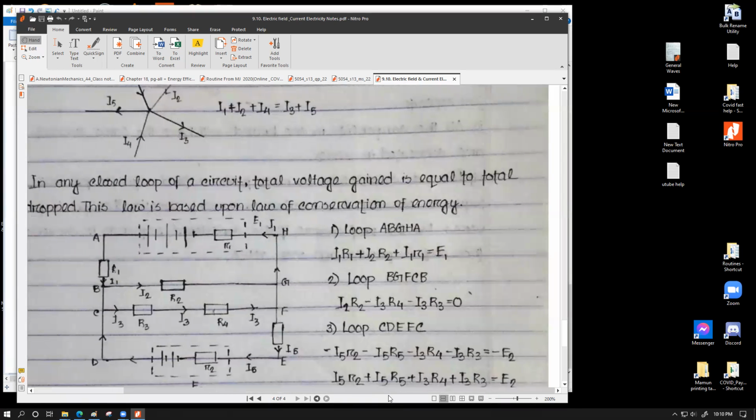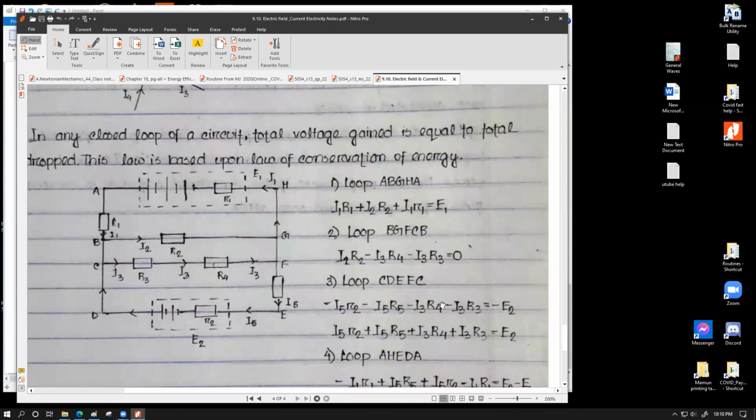Let's have a look at the third loop, CDEFC. Now, before I tell you anything, I want all of you to read this equation and check if it makes sense. I want you to try and understand this. Then I'm going to talk about number 4. Read this equation in the same sequence. Start from C, then go to D, then E, then F, and then C again, and consider all the voltage drops and the EMF as well. See if this equation is all right or not. Take your time.